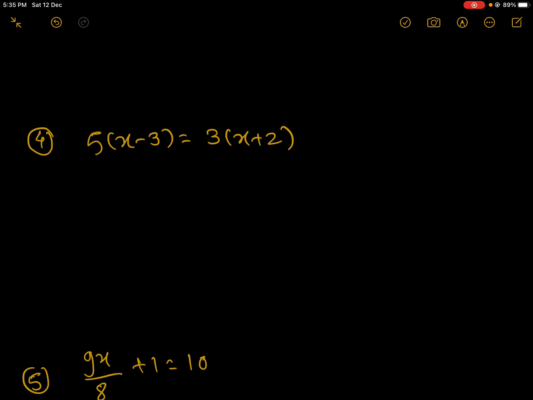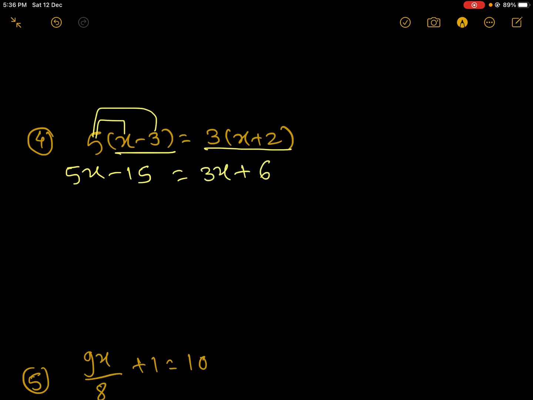For this type of example, first we have to solve the bracket. That means we have to multiply this bracket by 5. Then we get 5x minus 15. First we multiply by x and then we multiply by 3. Equal to, similarly we solve this bracket, 3x plus 6.